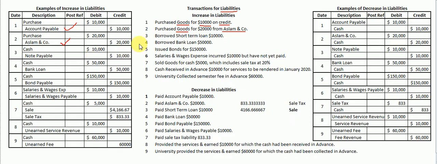حالا ترانزکشن نمبر 3: borrowed short term loan $10,000. ببین اینجا وقتی که شما شارت ترم لون یعنی قرض کوتاه مدت گرفتید، و چند گرفتید؟ 10,000. ببین هر وقت شما قرض می‌گیرید پول پیش شما می‌آید، پول شما زیاد می‌شود. پول زیاد می‌شود اینجا ما کش را دبیت می‌کنیم. ما گفتیم که قرض گرفتیم، کش پیش ما زیاد شده و کش دارایی است و هر وقت دارایی زیاد می‌شود دبیت می‌شود، به این خاطر آن را دبیت کردیم.